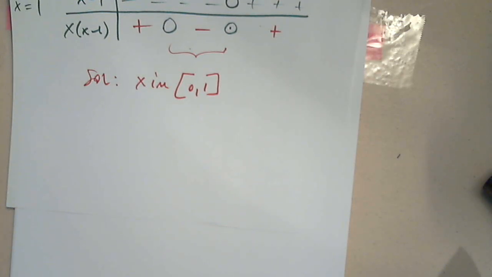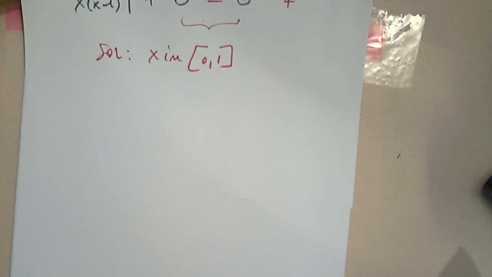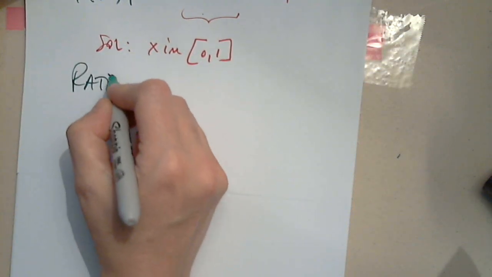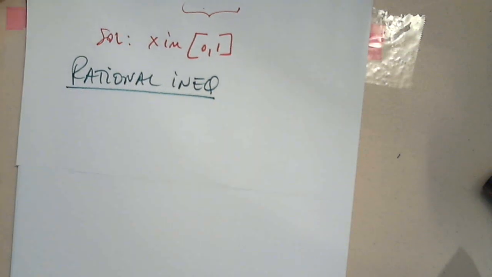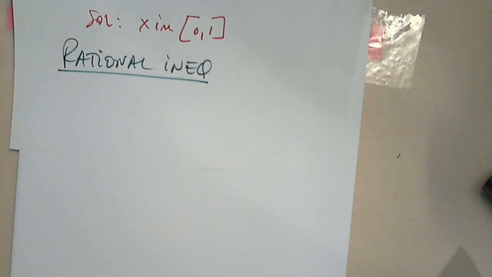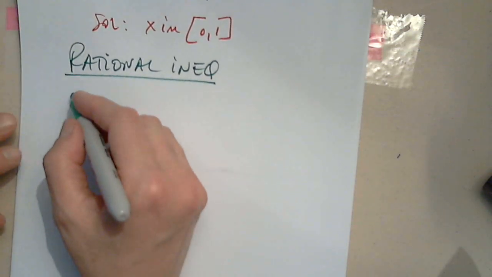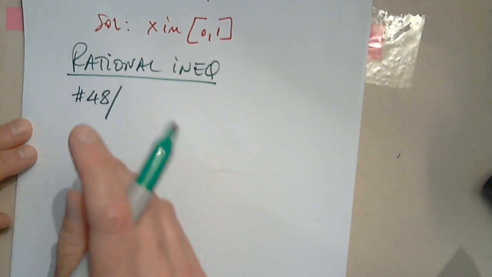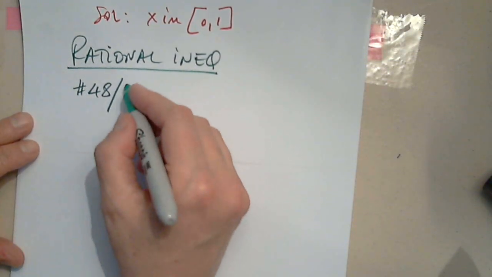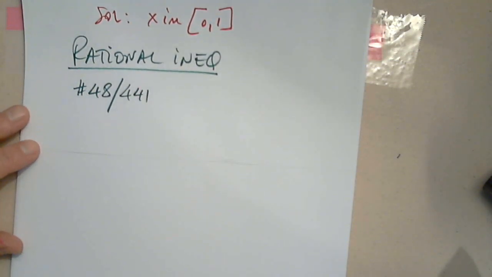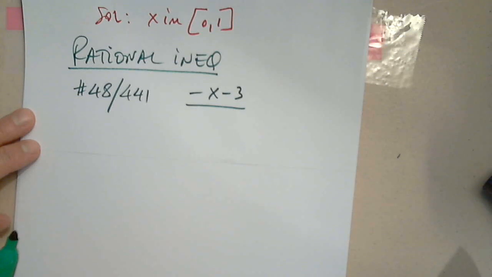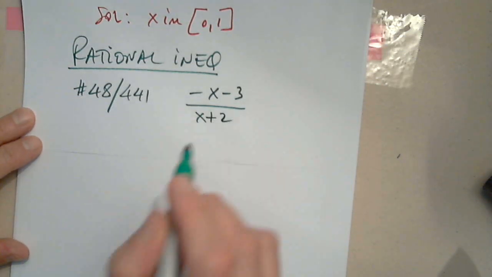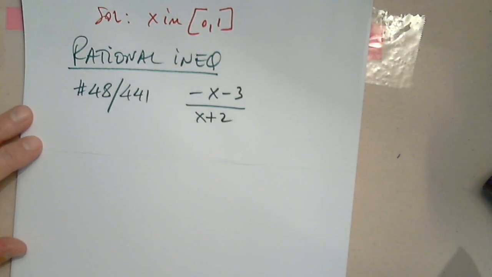Very, very minor difference with rational inequalities, and you will tell me what the difference is. Let's start with 48, on the same page, 441. We have negative x minus 3 divided by x plus 2, less than or equal to 0.